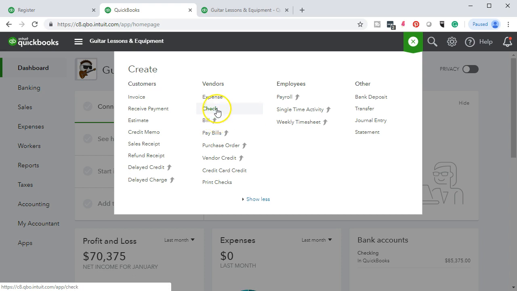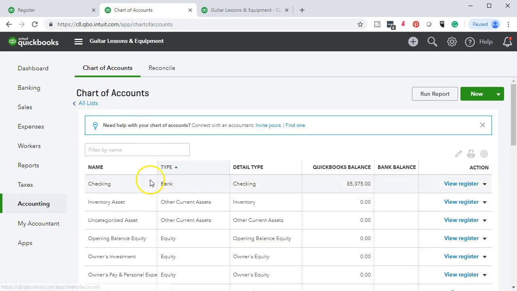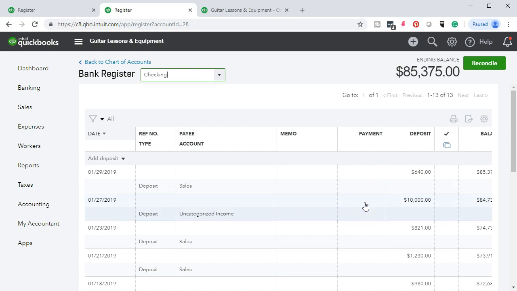We're in essence going straight to the check or straight to the expense, and we're typically going to do that not by these input screens, but by going directly over to the accounting, directly into the chart of accounts and the register. We'll be entering right into the register, the most direct method for the data input, as we did with the deposits.